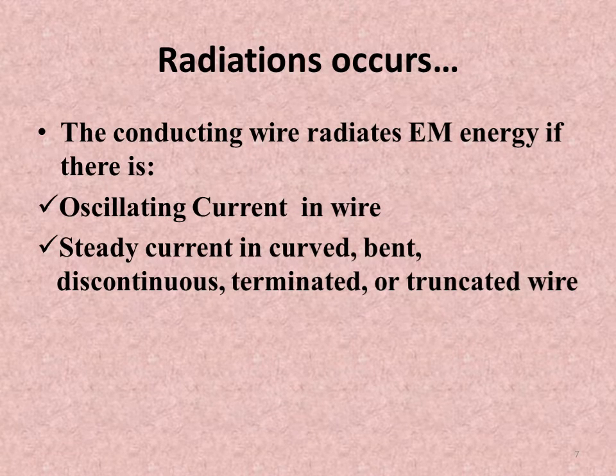So the radiation occurs in a conducting wire if the feed, that is the voltage source whatever we give to the antenna or the conducting wire, is an oscillating current. So if we give AC current to the wire, then it will produce some electromagnetic field out of it, right? Or if we give a steady current, then the conducting wire should be a bent one or a discontinuous one, or it should be terminated or truncated, right?